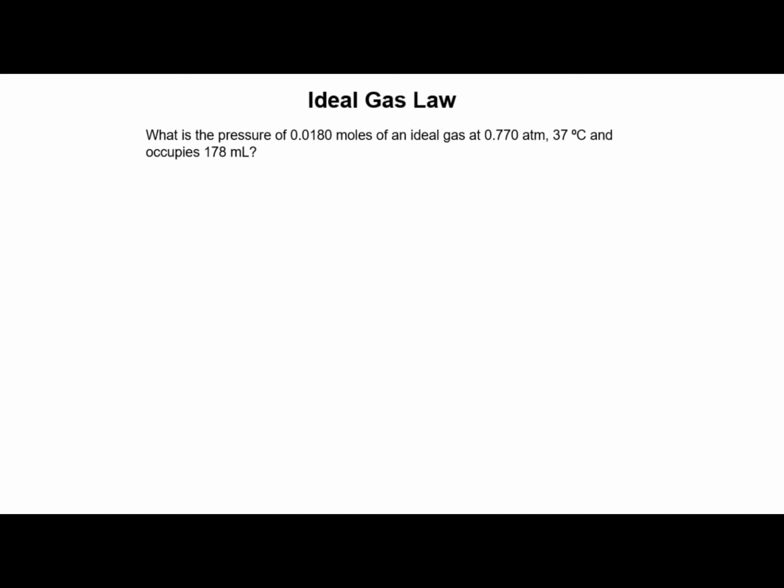Let's work a problem. What is the pressure of 0.018 moles of an ideal gas at 0.770 atmosphere, 37 degrees Celsius, and occupies 178 milliliters? Let's write down what we know. We do not know the pressure. We know the volume, we know the number of moles, we will have to determine R, and we also know the temperature. Let's determine the value for R that is best going to fit our data.